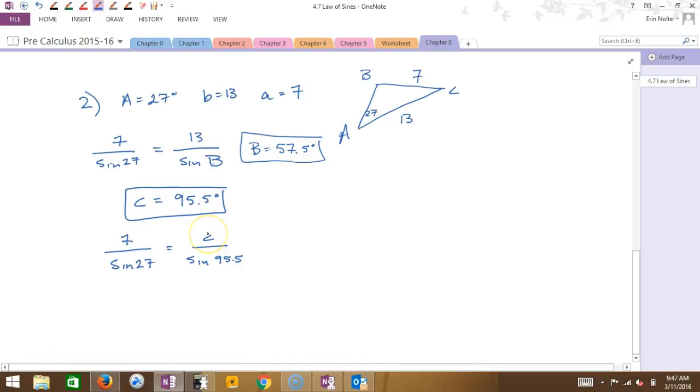Okay, so again, you're just gonna cross multiply that. So you're gonna do 7 times the sine of 95.5 and divide by the sine of 27. And you get 15.3. Anybody else get that? As a verification?